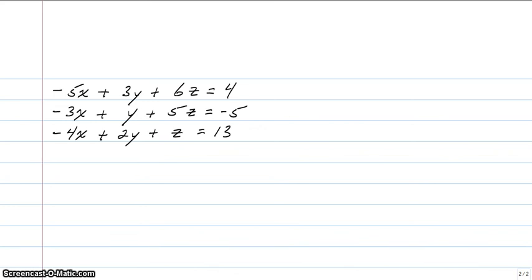Okay, hopefully you've had some time to work it out. The answer is negative 2, 4, and negative 3. That's your x, y, z. And that is how you solve a 3x3 system using your graphing calculator.